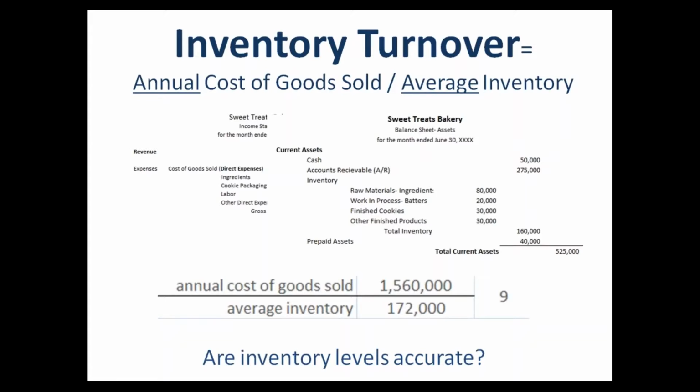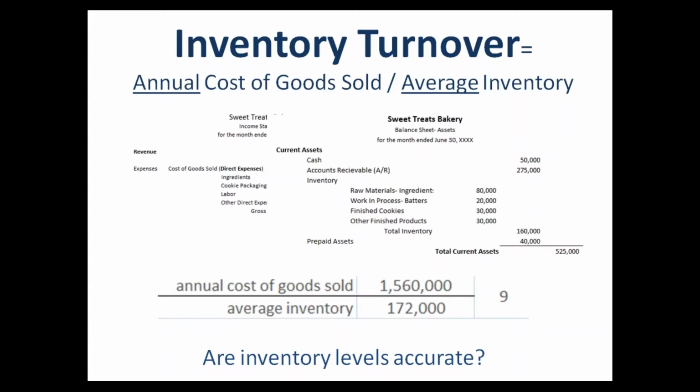Again, we want to ask ourselves, are inventory levels accurate? Is 9 a good thing? It depends on your industry. Again, as a bakery, you probably want to sell fresh goods, which means I'd expect anyway, to be going through inventory multiple times a month. At the level of 9, they're not even going through everything once a month.